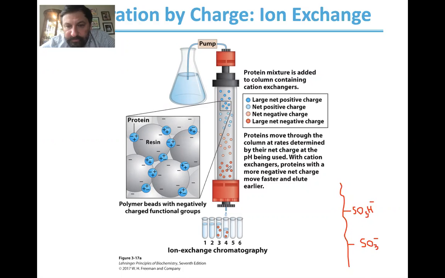Whereas the red ones, they will have a primarily negative charge, which means they will be repelled by the resin, right? Negative hates another negative. And so the resin will repel them, and these will not go into the stationary phase at all. These will be pushed through the column with the eluent, with the solvent. And so the first fraction that you're going to collect will contain primarily negatively charged proteins.